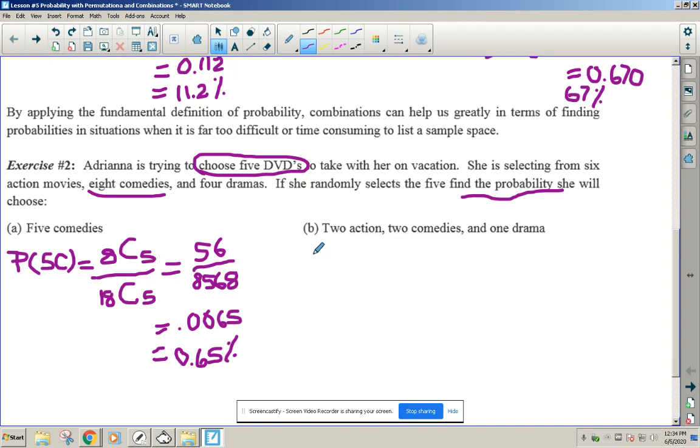So if we go here, now it says, well, okay, what's the probability that she picks 2 action, 2 comedies, and there's the comma, and that comma means multiplication, and 1 drama. That's probably more likely to happen. Let's see. From the 6 action, she is going to choose 2. So type that in on your calculator right now.